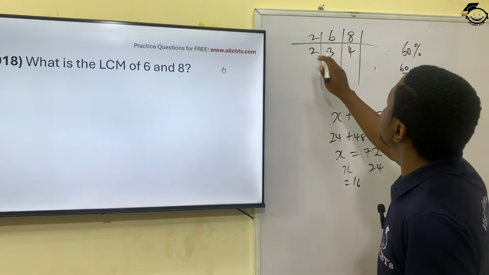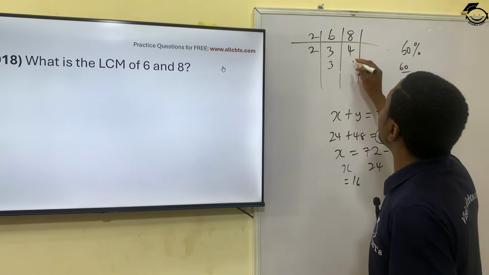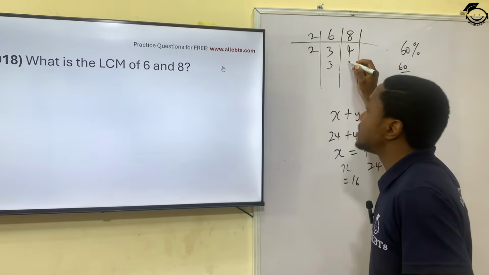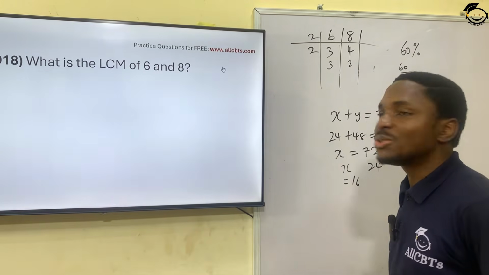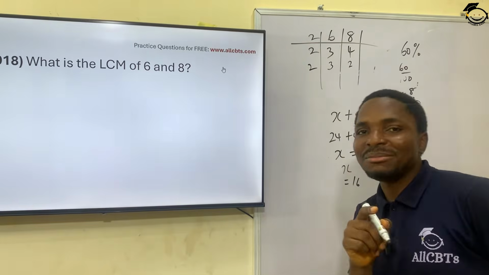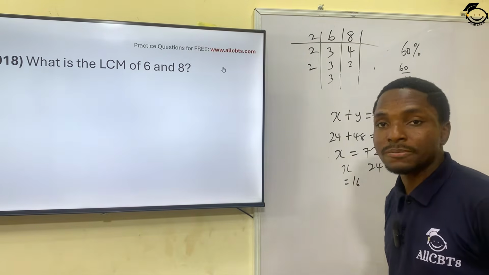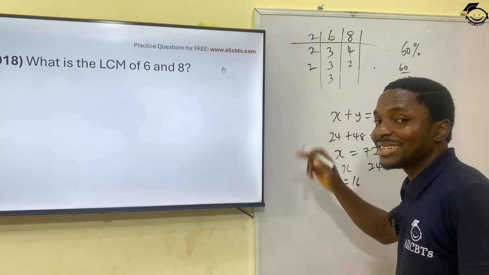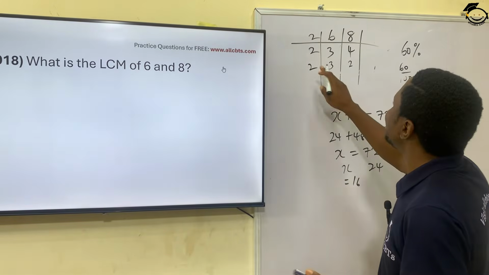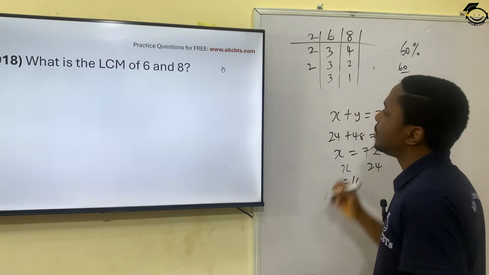We use 2 again. 2 in 3, it cannot go. So we bring 3 back. Then 2 in 4, it will go 2 times. Because 2 can still divide 2, we still use 2 one more time. So 2 in 3, it cannot go. So you bring your 3 down. Don't say dash, you say 3 because it cannot go. Then 2 in 2, it can go only one time. So you bring your 1 down.